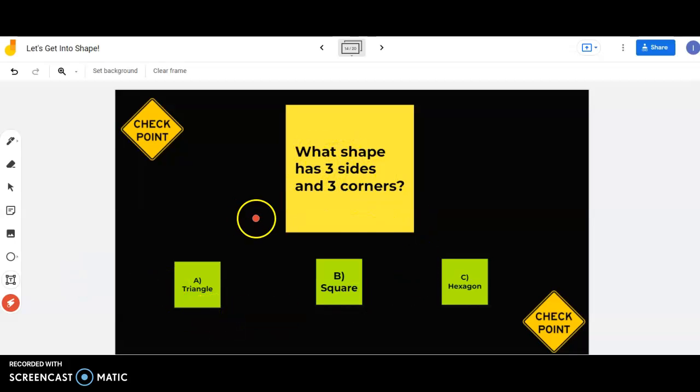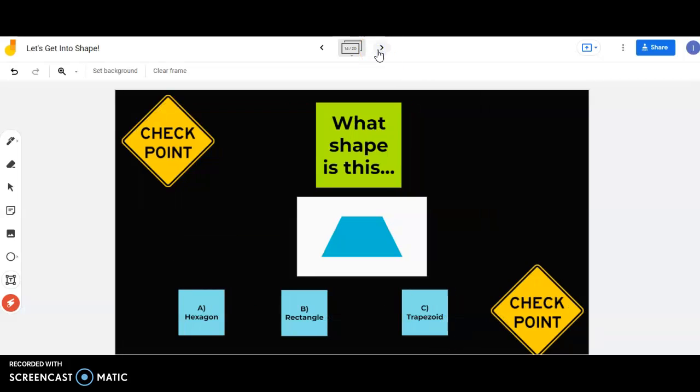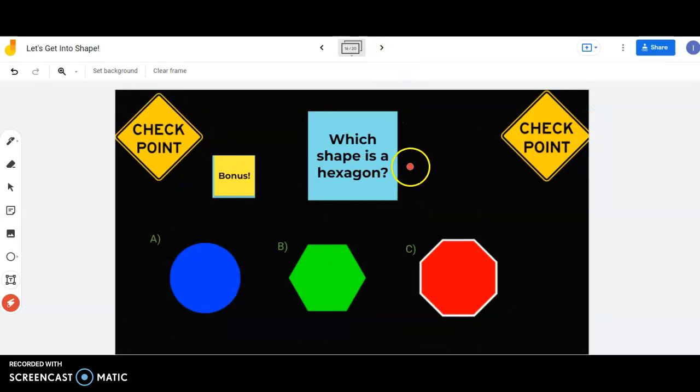What shape has 3 sides and 3 corners? Ding, ding, ding. If you answered A, a triangle, you are correct. What shape is this? Pick the answer that you think is best. And then I would give them some time to do this. And this is a trapezoid, so if you answered C, you are correct. Which shape is a hexagon? And now I would give students time to answer this, and hopefully they answer B is correct.